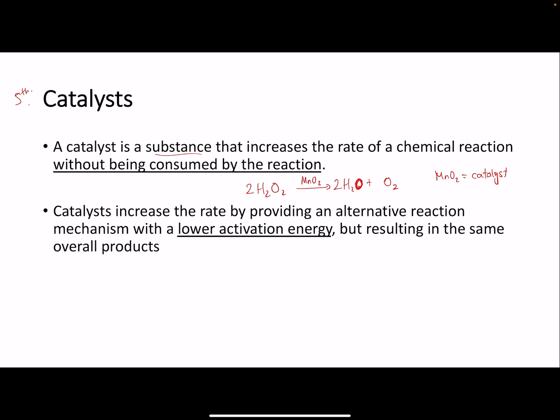Okay. So what they do is they provide an alternate mechanism for the reaction, so it changes the transition state a little bit, and it lowers the activation energy. So it's the same reaction and the same product, just faster because more molecules can collide at once.